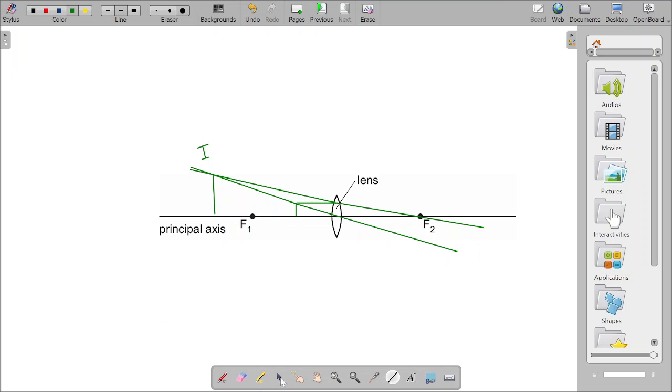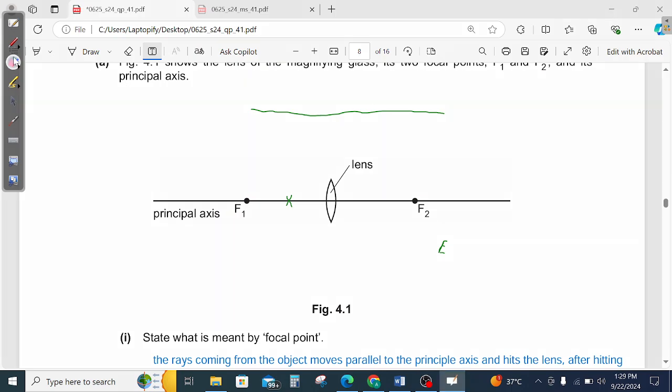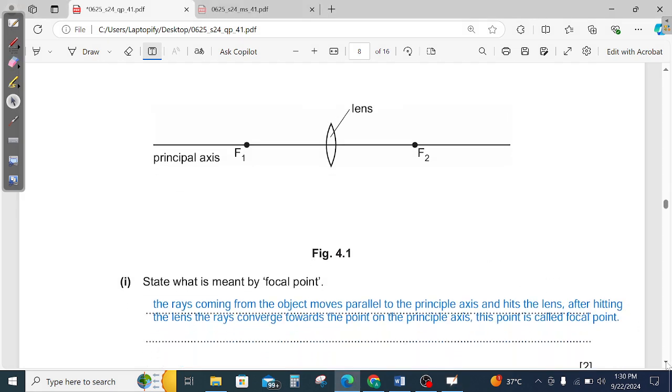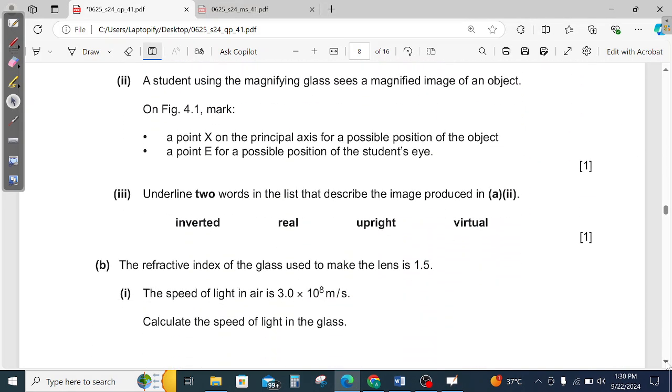Is it clear now? I have explained the whole thing that is asked by the examiner. Okay, now what is that? Underline the two words in the list that describe the image formed in this one.